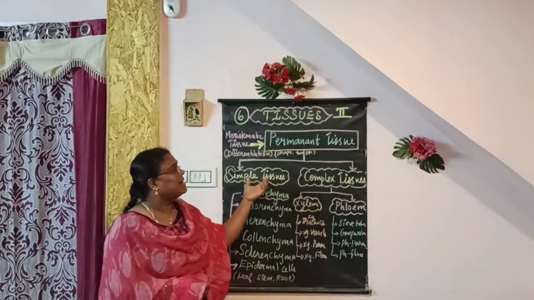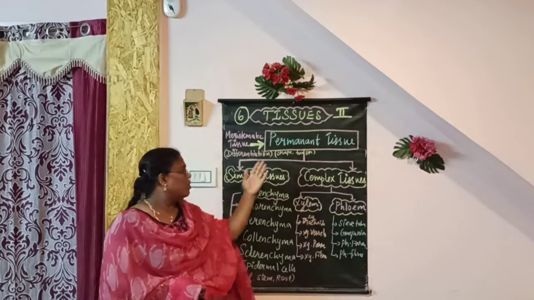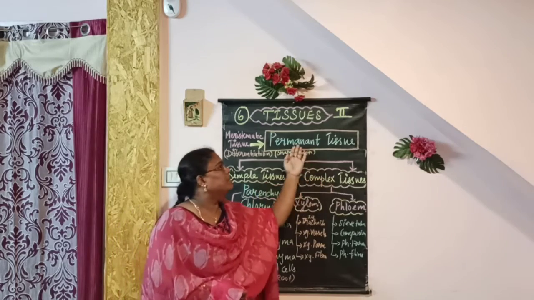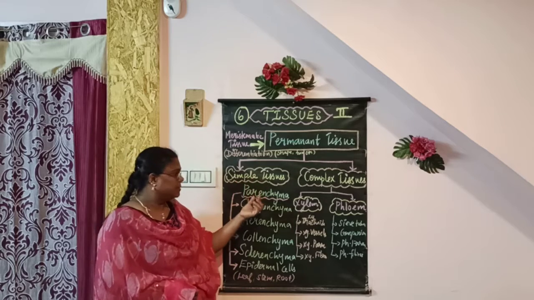Now we'll see the types of permanent tissue. There are two types of permanent tissue. One is simple permanent tissue and the other is complex permanent tissue. So we'll see simple permanent tissues first.